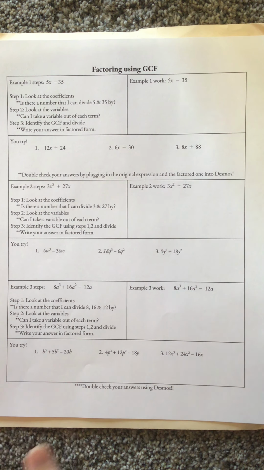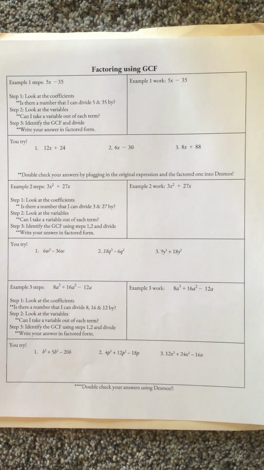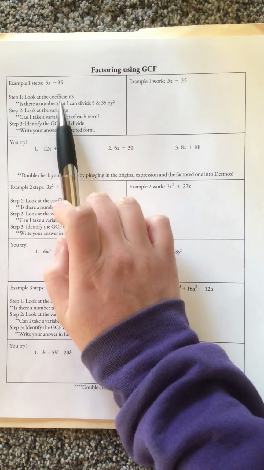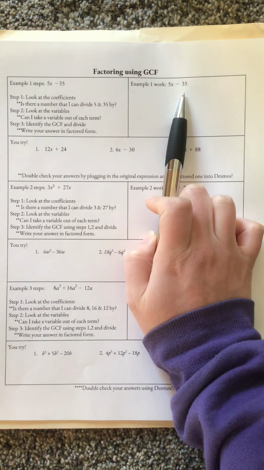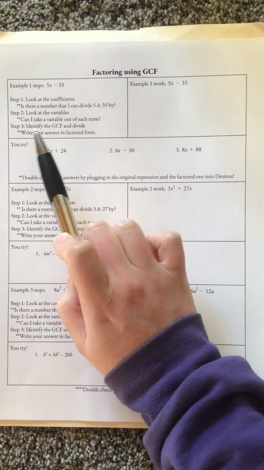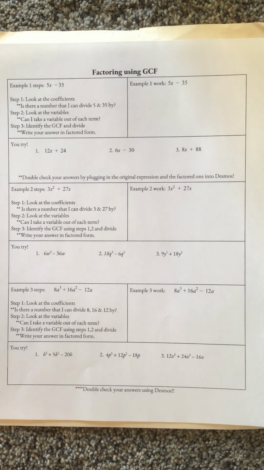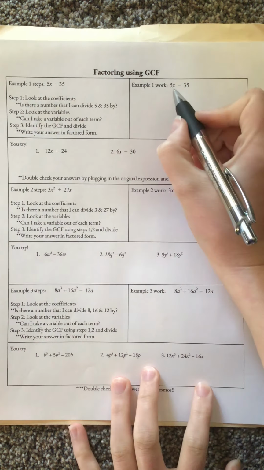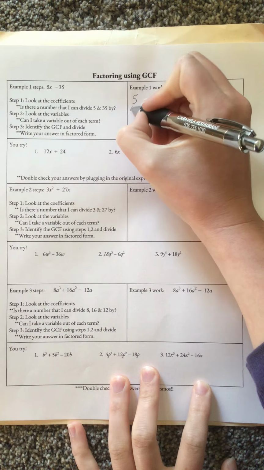We have factoring using GCF. We know GCF is what? We want to figure out the greatest number or variable that is a factor that we can pull out. So example 1, we have 5x minus 35. Step 1 says we look at the coefficients. So we have 5 and a 35. Is there a number I can divide 5 and 35 by evenly? We know 5 is already prime.